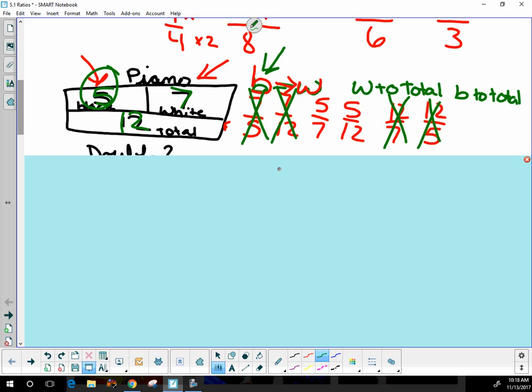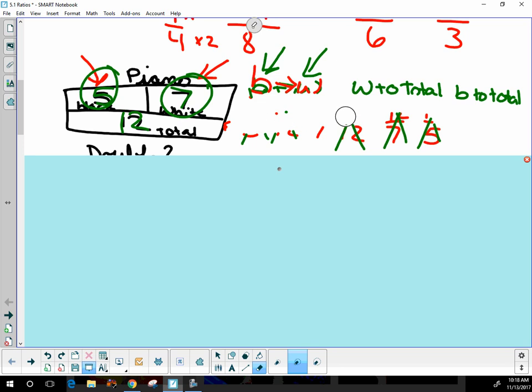So now, what is the second thing I'm asking for? The relationship from black keys to white keys, and there are only 7 of those. So 5 to 7 is the ratio I'm looking for here. Okay? Now I have some other questions over here, so I have to erase some of this stuff. I got a little carried away with examples.